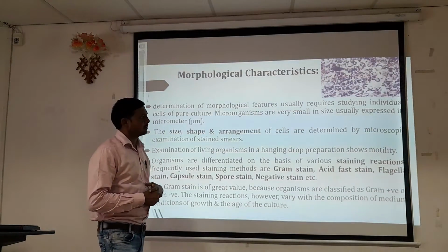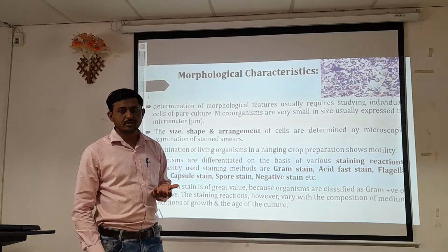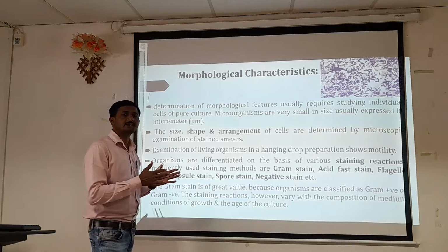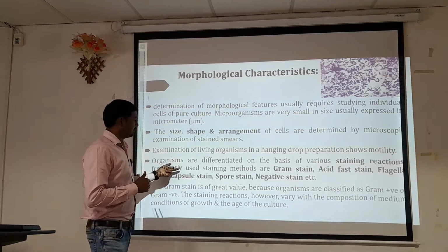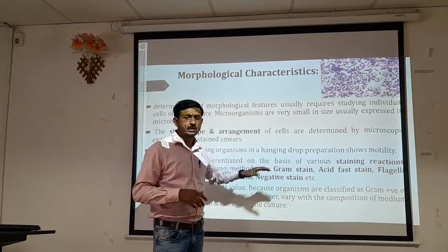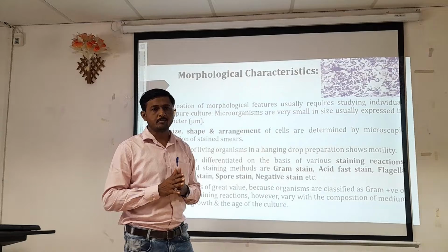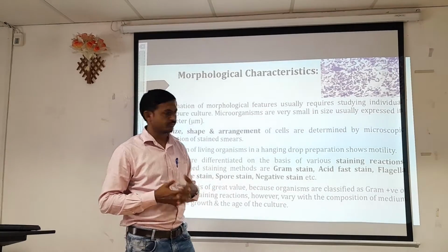Organisms are differentiated on the basis of various staining reactions. There are different types of reactions which can be used for differentiating organisms from one another. Frequently used staining methods are gram staining. On the basis of it, we can differentiate organisms into gram positive or gram negative, depending upon the composition of the cell wall.